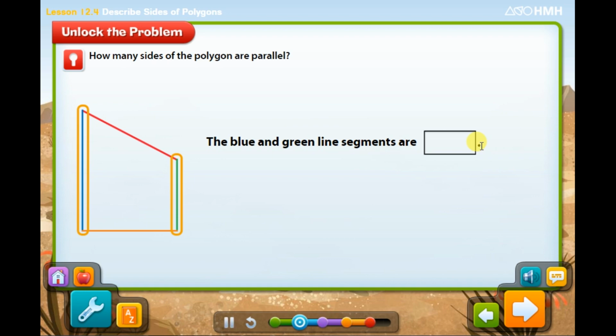Are the blue and green sides of the polygon parallel? Parallel means walking side by side and never meet. So the two lines, are they walking side by side and never meet? Yes, the two lines have the same distance between each other and will never intersect or meet. So they are parallel. The blue and green line segments are always the same distance apart, so they appear to be parallel sides.